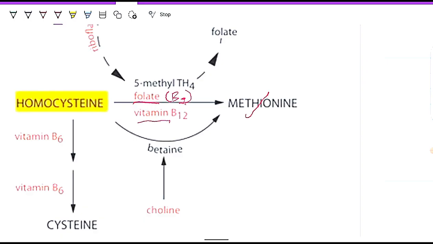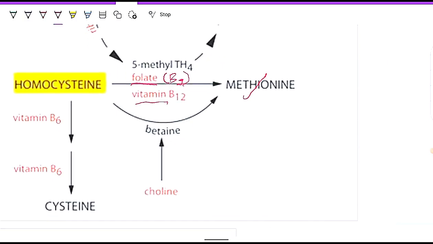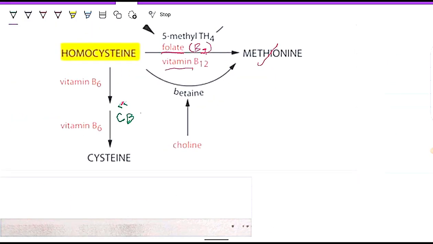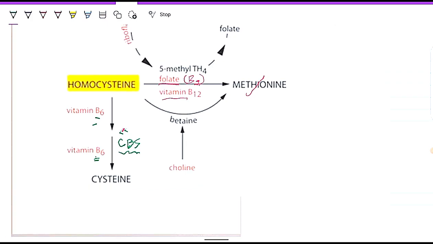Okay, and also homocysteine gets converted to cysteine in the presence of an enzyme which is also known as cystathionine beta synthase, the CBS enzyme. Homocysteine gets converted to cysteine, which requires vitamin B6. Okay, see how we can relate now. If vitamin B12 and B9 are deficient, homocysteine will be elevated. Obviously.